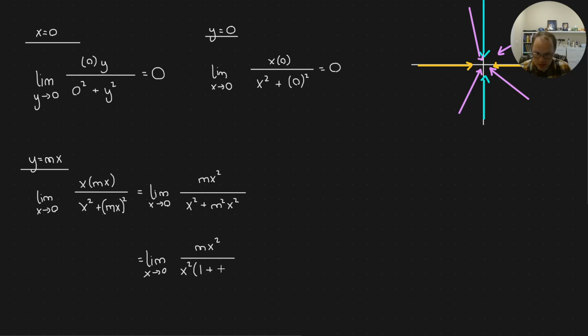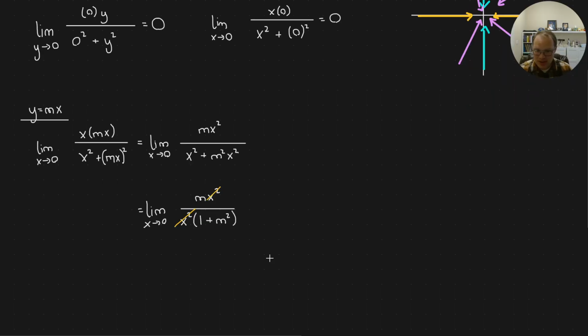Leaves me with 1 plus m squared. Okay? And now I can cancel the x squareds, and that's a big deal, because those x squareds is what was giving me 0 over 0. That was giving me the indeterminate form. Now that those are gone, now I don't have an indeterminate form.